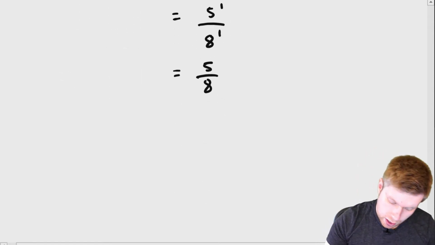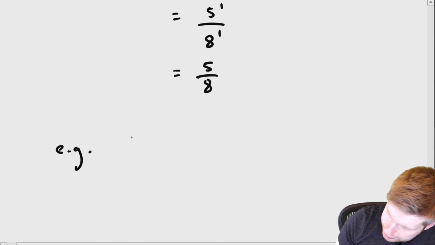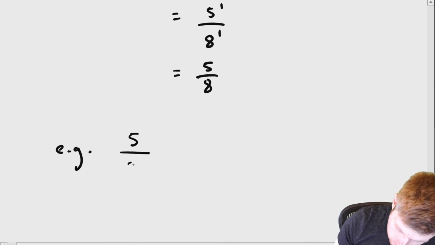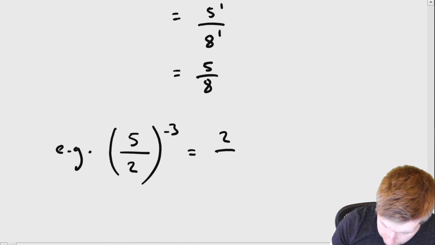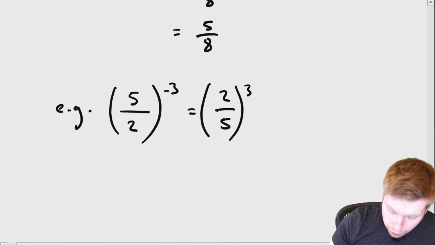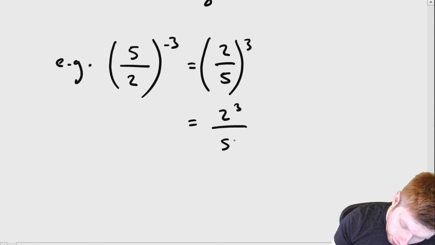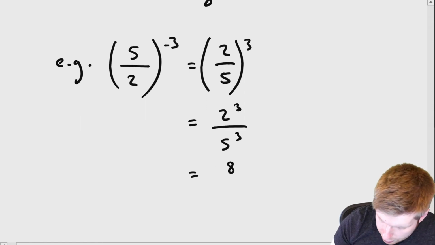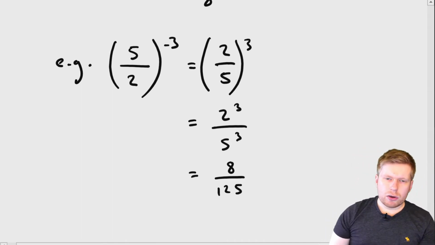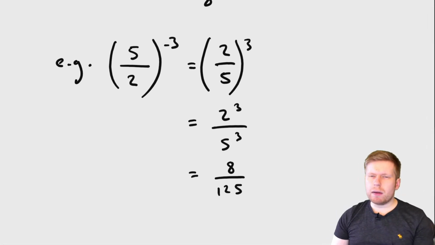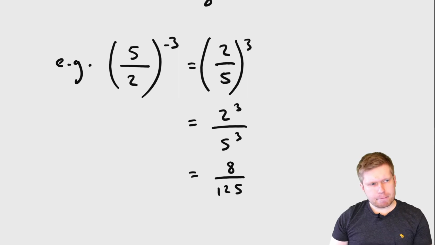Any others? Well, let's try 5 over 2 raised to negative 3. This just simply means flip the fraction, so 2 over 5, raise it to the positive power. And of course, for a fraction raised to a power, we put that power on the numerator and put the power on the denominator. So 2 to the power of 3 is 8, 5 to the power of 3 is 125. Hopefully that makes sense. Raising something to the negative power, don't get scared of it. It just simply means flip it upside down, raise it to the positive power. All right, let's keep going.